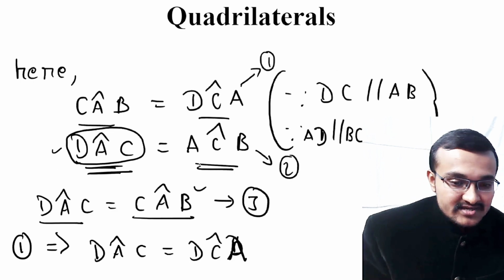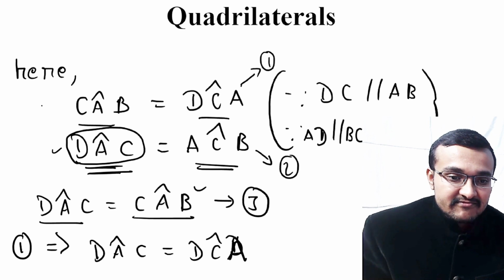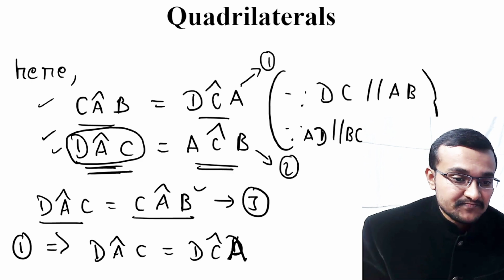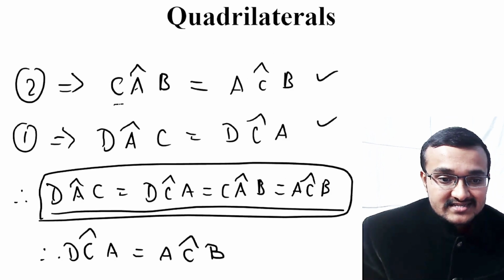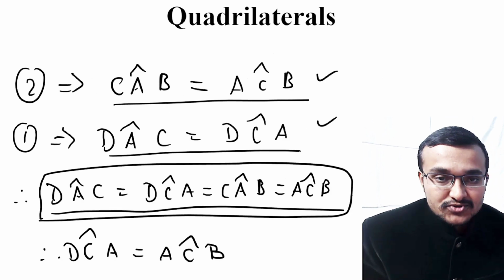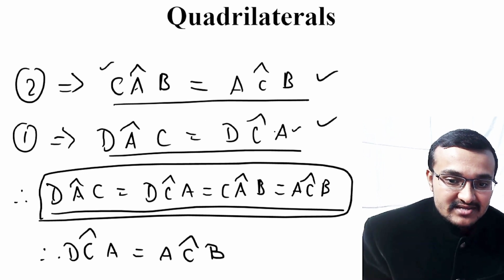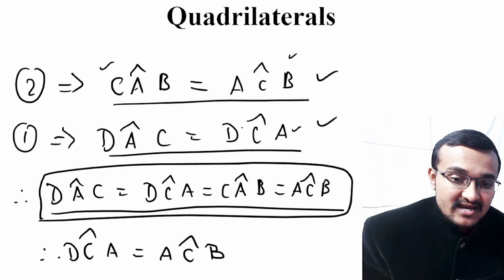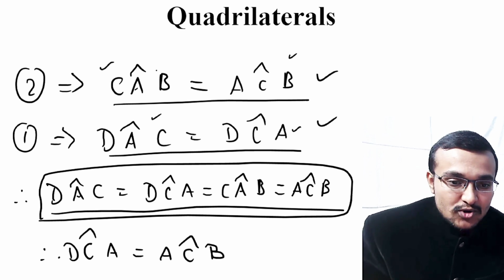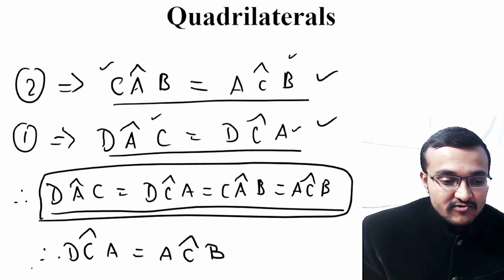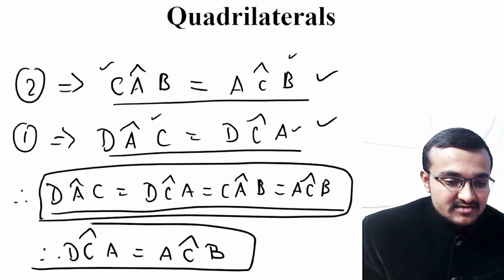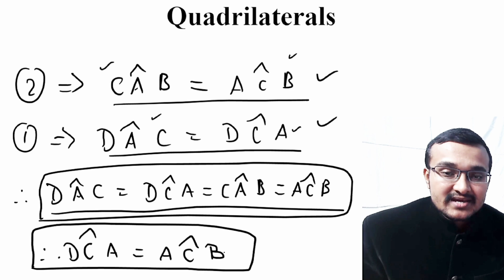If you look at this equation, in the first equation we have written CAB is equal to DCA, and in the second equation DAC is equal to ACB, and in the given they have already given that DAC is equal to CAB. Based on that, we have written the second equation as CAB is equal to ACB and DAC is equal to DCA. And this DCA is also equal to CAB. So if DCA is equal to CAB, then DCA is also equal to ACB and DCA is also equal to DAC. So all these four angles are equal to each other, which means DCA is equal to ACB.